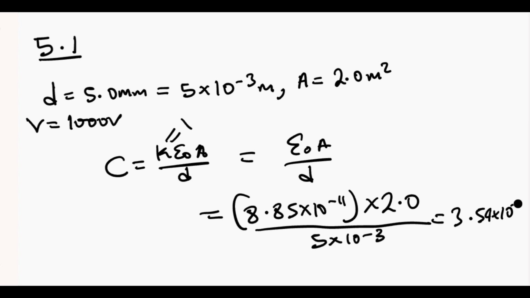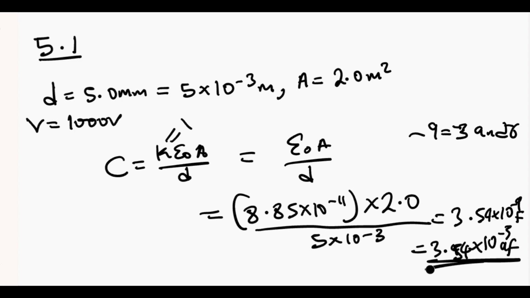3.54 times 10 raised to power minus 9 farad. If you want to express this in microfarad, 10 raised to power minus 9 is the same thing as minus 3 and minus 6. So I just take out the minus 6 part because 6 means micro. That's minus 9 is minus 3, minus 6. So this becomes 3.54 times 10 raised to power minus 3 microfarad. Alright, let's go to the next question.